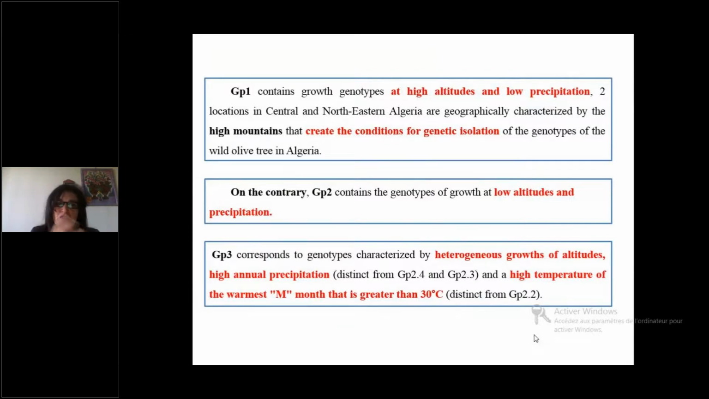On the contrary, the second ecogeographic pool contains genotypes growing at low altitude and low precipitation. The third ecogeographic pool corresponds to genotypes characterized by heterogeneity of altitude, a high annual precipitation, and a high temperature of the warmest month that is greater than 30 degrees Celsius.